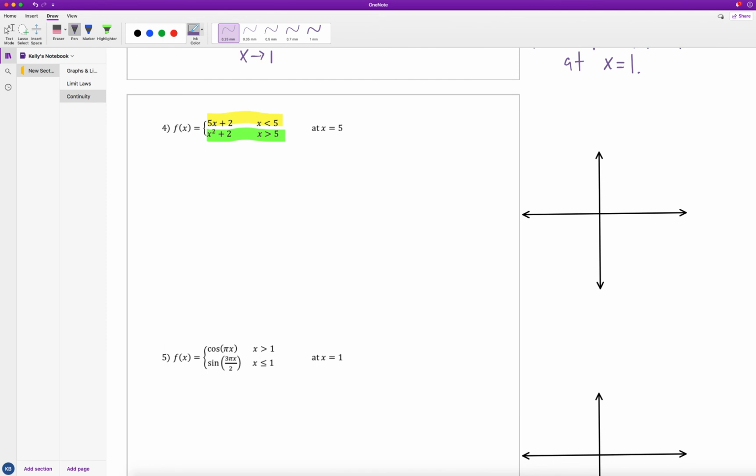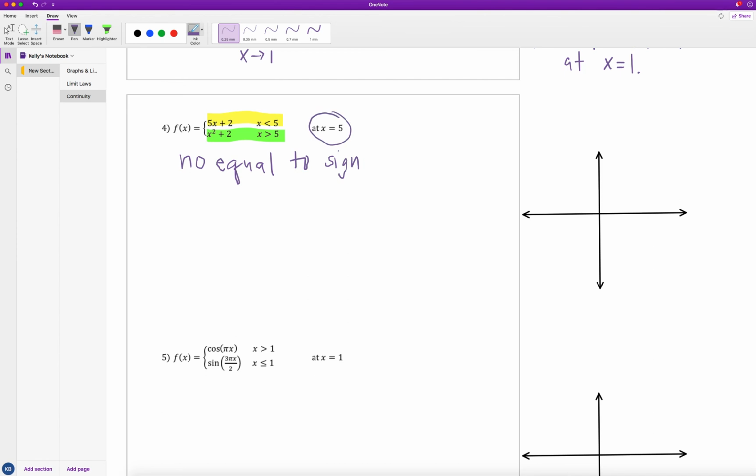Well, I don't know. I can't use the top function because strictly x is less than 5, and I can't use the bottom function because that's where x is bigger than 5. So this is very different because I have no equals to sign. And that's going to be a big problem because we're talking about what's happening with the continuity at x equals 5, but there's no place where x gets to equal 5.